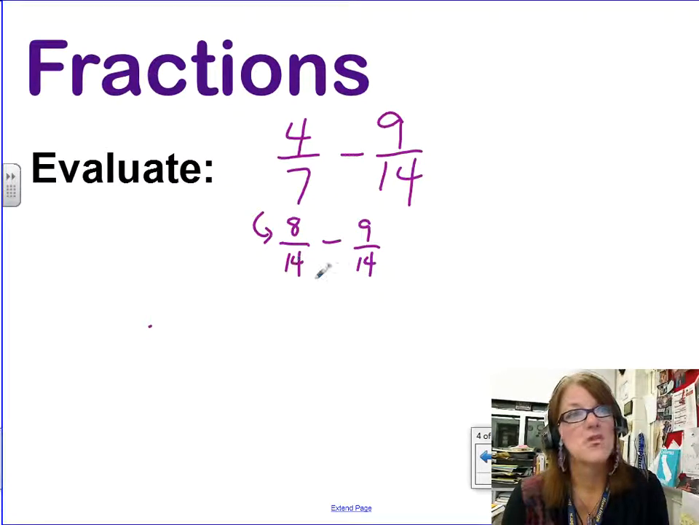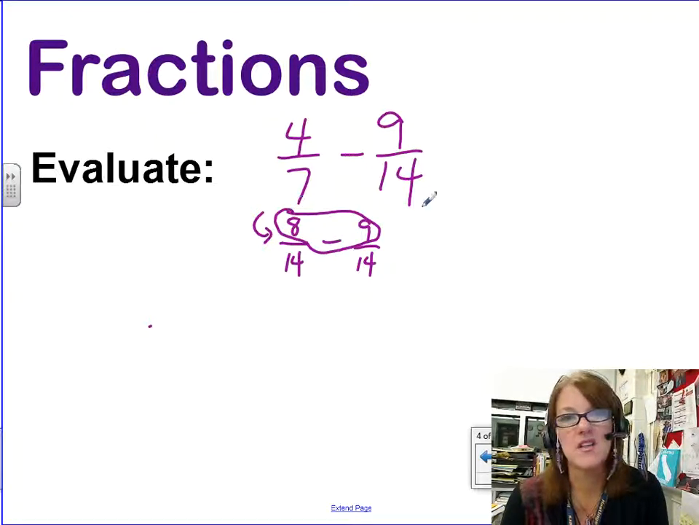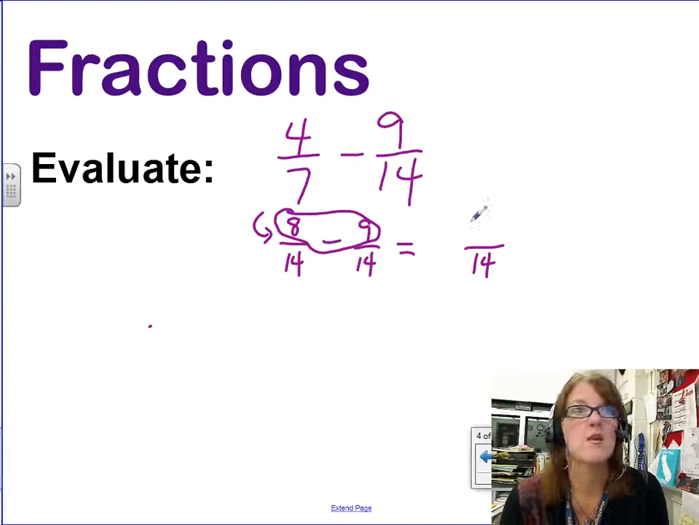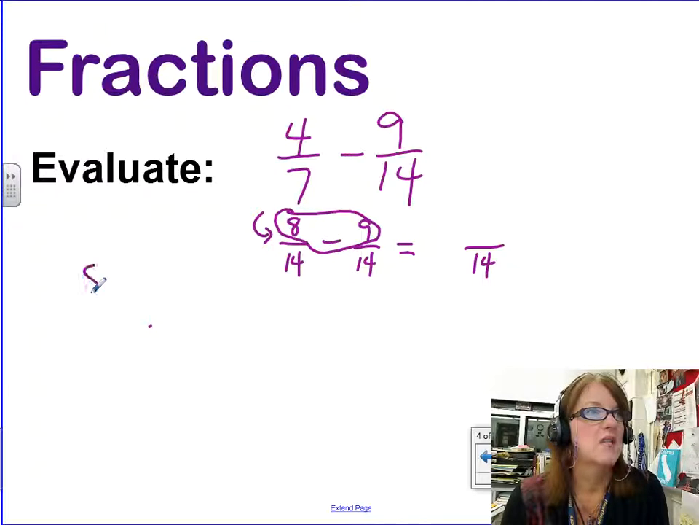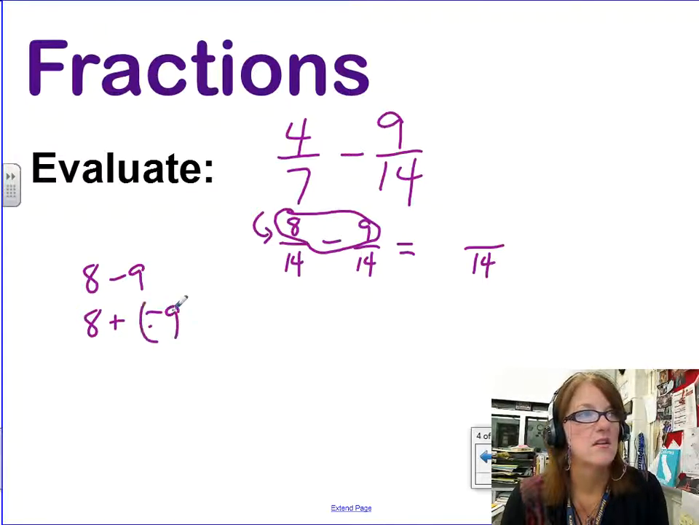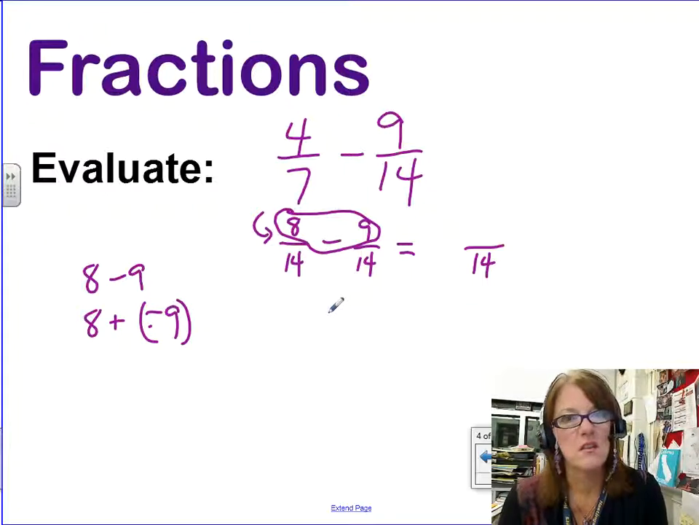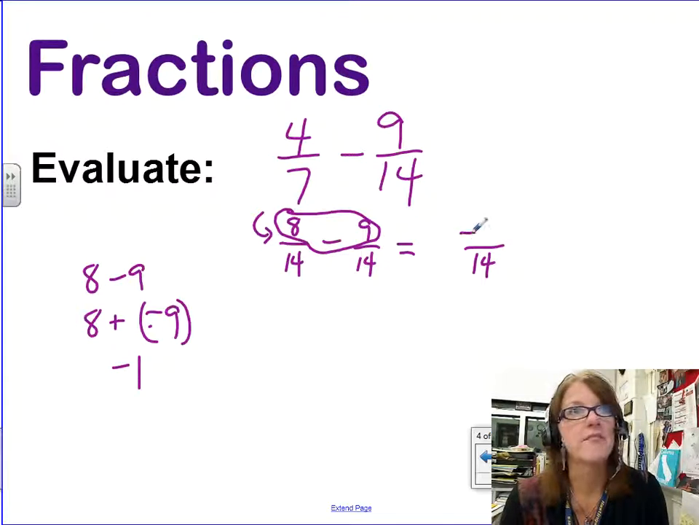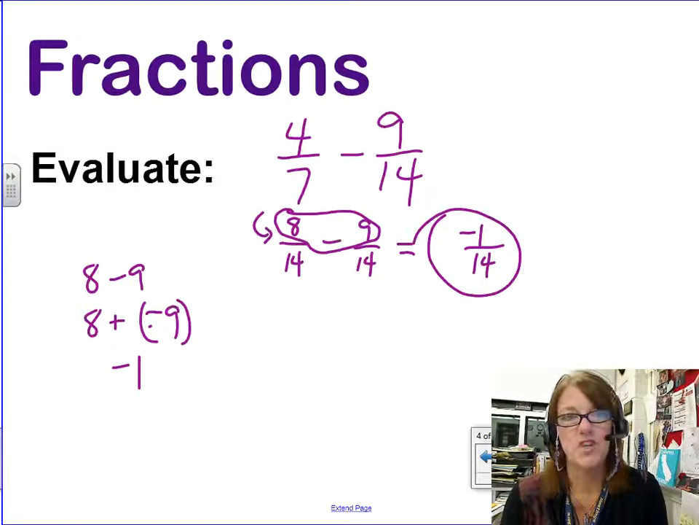Okay. Once you have a common denominator, really, now you can just look at what's going on in the numerators and do that math. So really, I'm asking you to figure out what 8 minus 9 is, and then I'm going to put that answer in the numerator over 14ths. Well, 8 minus 9 is the same as 8 plus negative 9, or if you can just do that in your head, realizing you're going to end up in negative land, you get negative 1. There we go. Boom. Done.